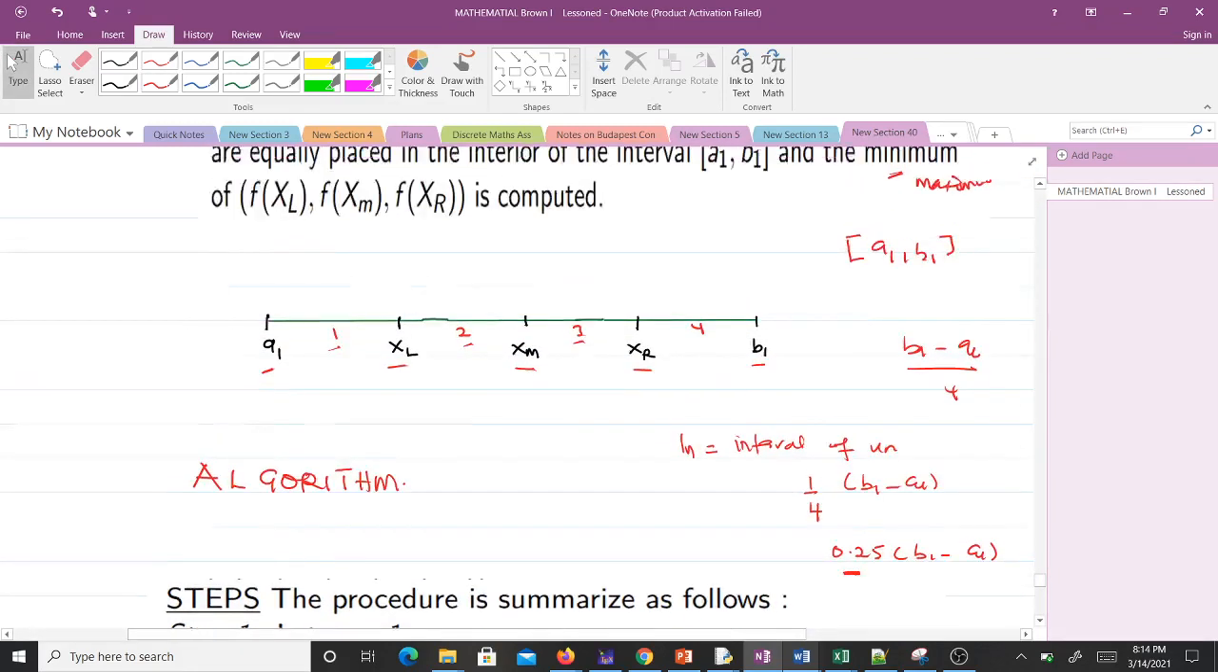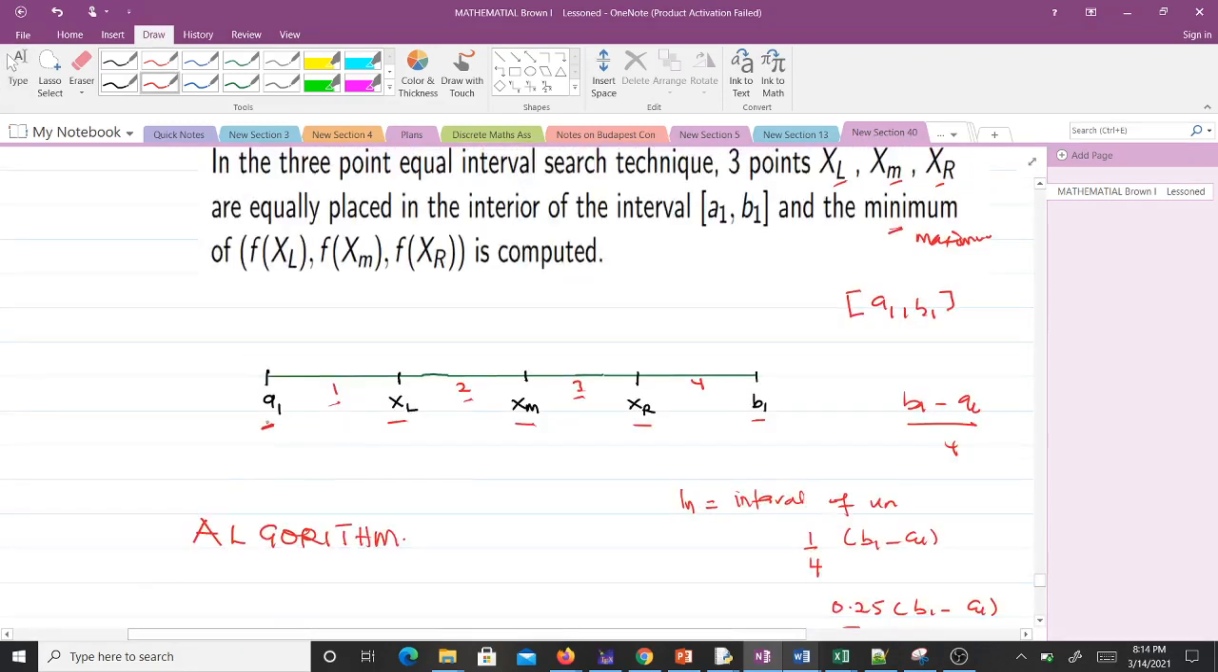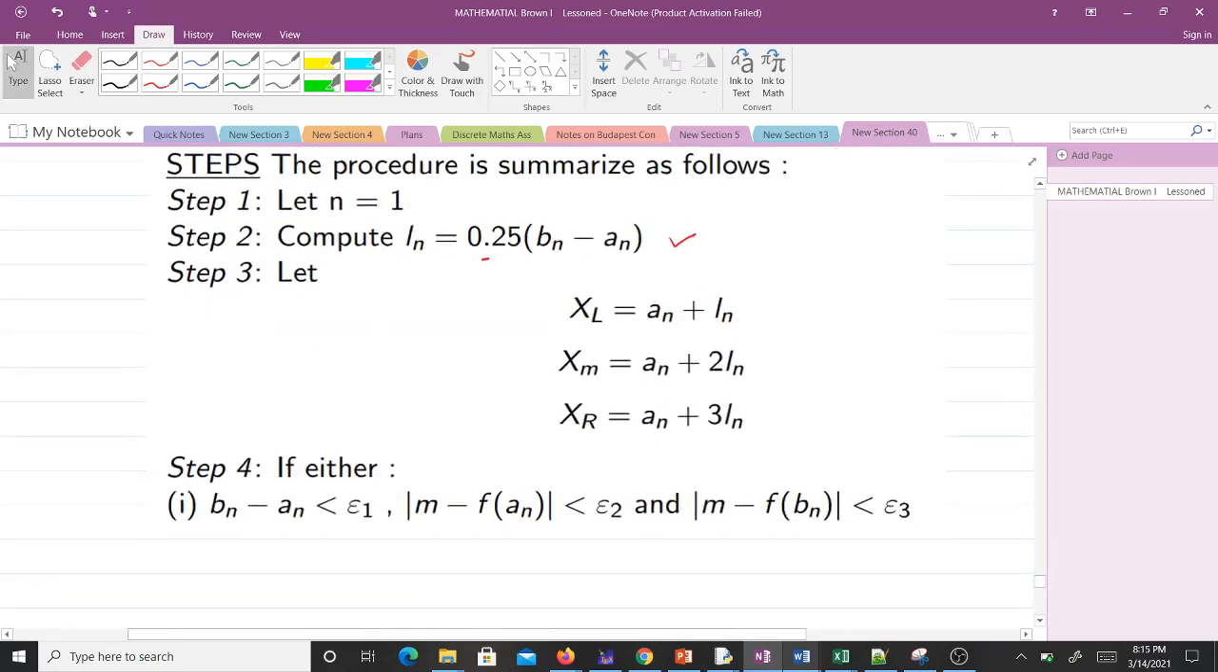So this is very simple. We have a1 here. To get xl, it will be a1 plus the interval here, which will give us this. To get xm, it will be a1 plus twice the length, which will give us this. And to get xr, it will be a1 plus 3 times the interval.